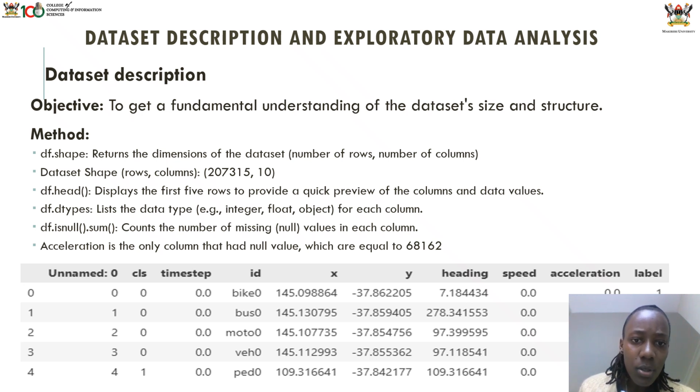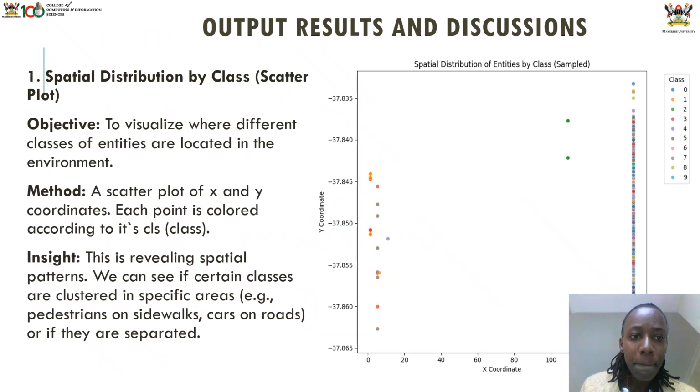Then our data set had 207,315 rows and 10 columns that we used to display some of the rows. That's how some of our data looks like.